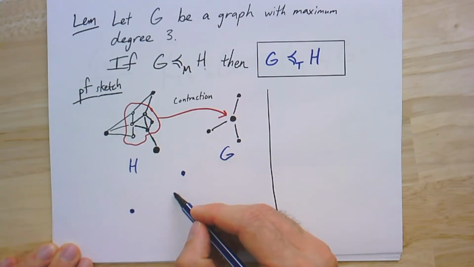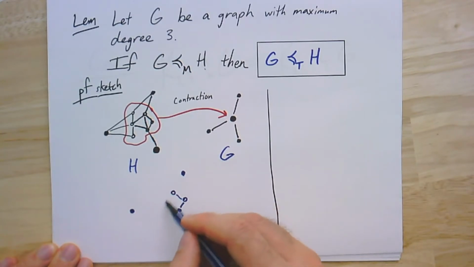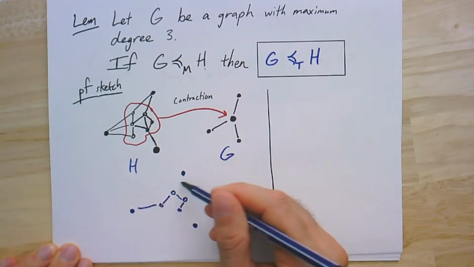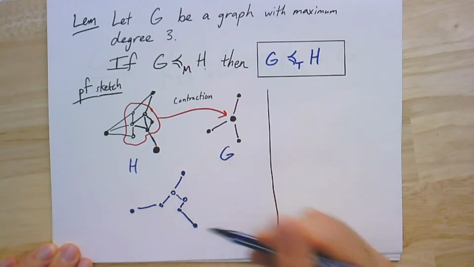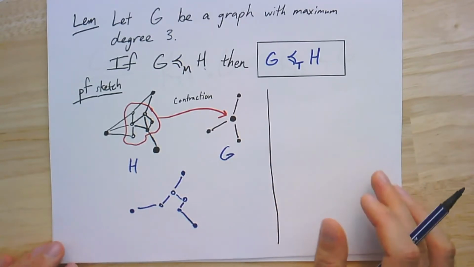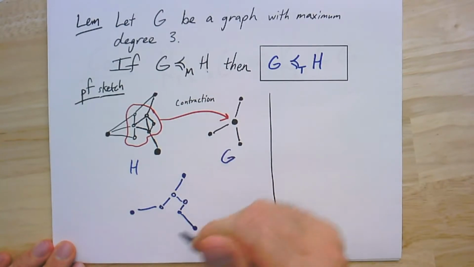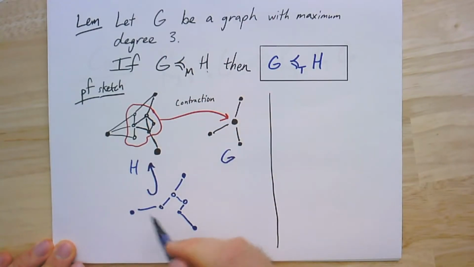For instance, maybe this might be an example of a minimal preimage. It's not a unique minimal preimage, but it is minimal. I can't remove any other vertices or edges and still have the corresponding map be a contraction. So this is a subgraph of H. It's our minimal preimage.